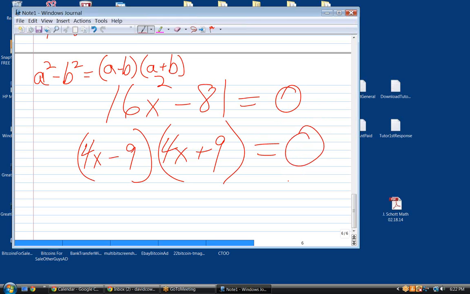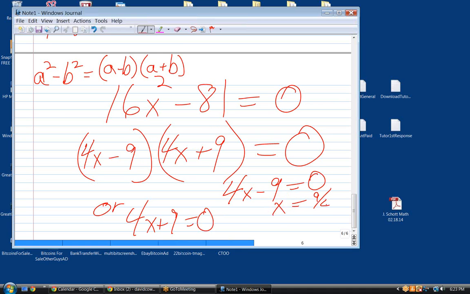No, because if you multiply two numbers together and they're equal to 0, one of them has to be 0. So at this point, I can now say that either 4x minus 9 is equal to 0, or 4x plus 9 is equal to 0. And when I solve it, I get x equals 9/4 or x equals minus 9/4.